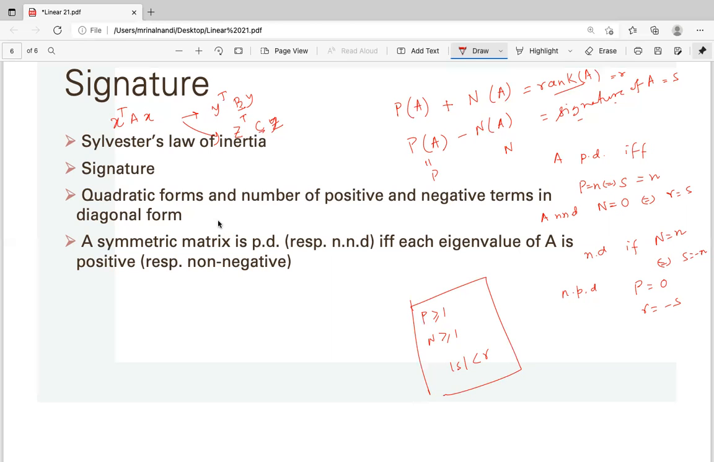And the important result is that a symmetric matrix is positive definite if and only if each eigenvalue of A is positive. If all the eigenvalues of A are positive, then it is positive definite, and if it is positive definite, all its eigenvalues are positive. Similarly, it is non-negative definite if and only if all the eigenvalues are non-negative. Further results on non-negative definite and positive definite matrices we will see in the next lecture, the last lecture.